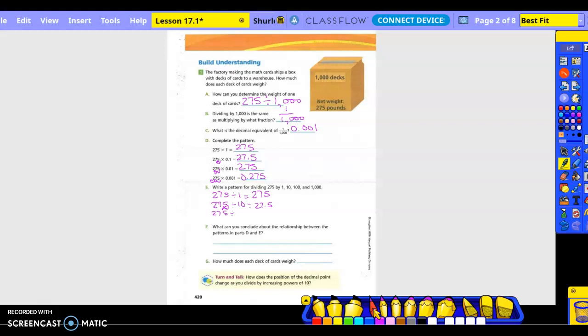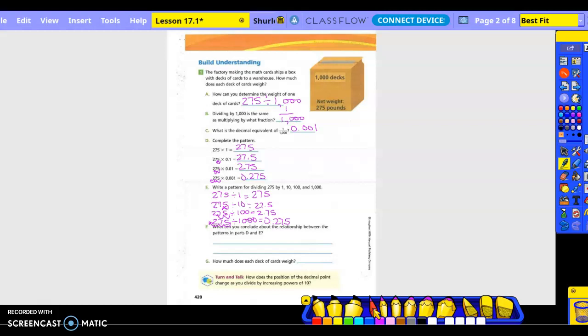275 divided by 100. We go how many places to the left? 2. So 2.75. And then 275 divided by 1,000. Go how many places to the left? 3. And 0.275. What can you conclude about the relationship between patterns D and E?